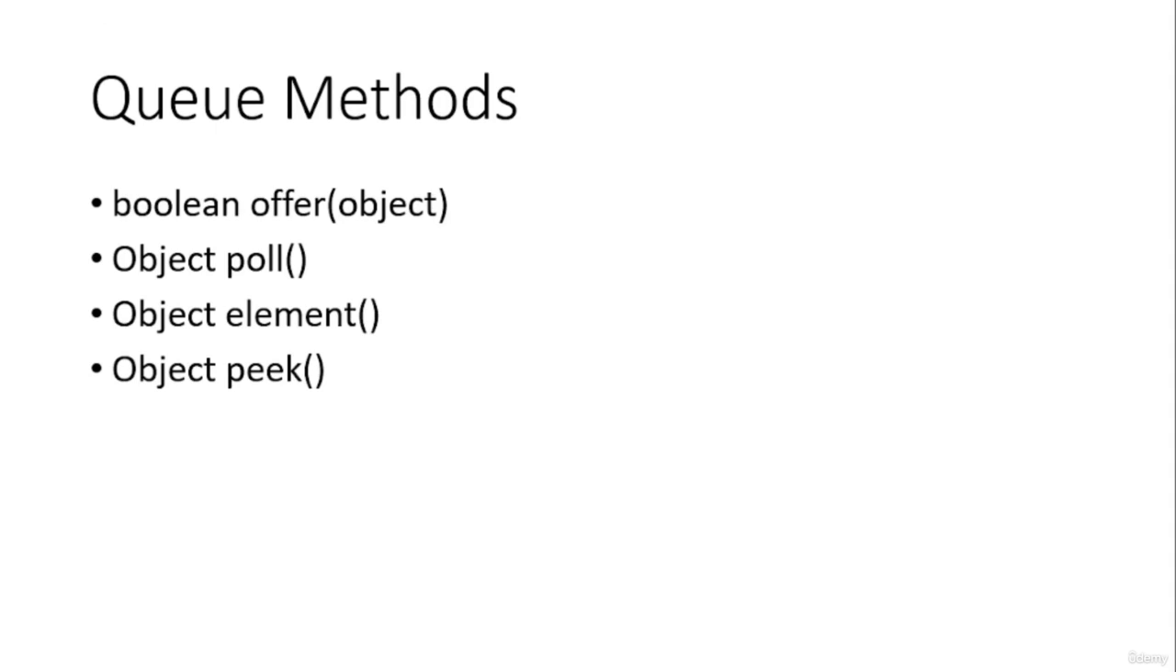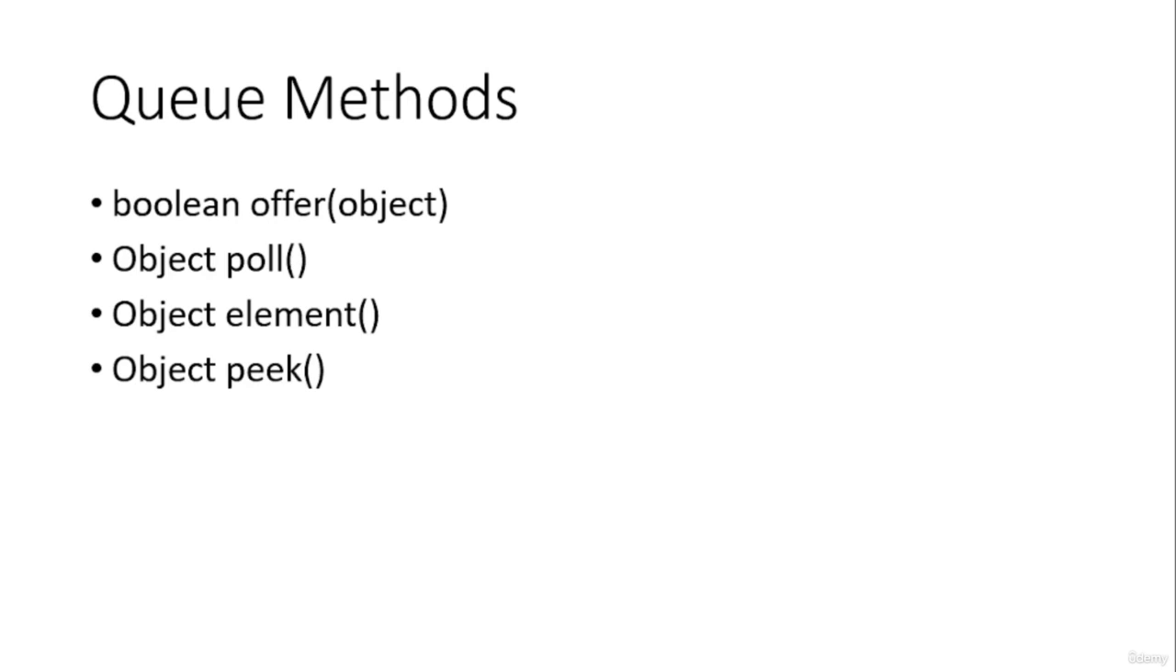The first method is the offer method. Offer is similar to add, but the difference in the case of a queue is that if there is a bounded queue and you try to insert a value beyond the limit of the queue, then the offer method will return a false value, but the add method will throw an exception. So that is the difference between add and offer.